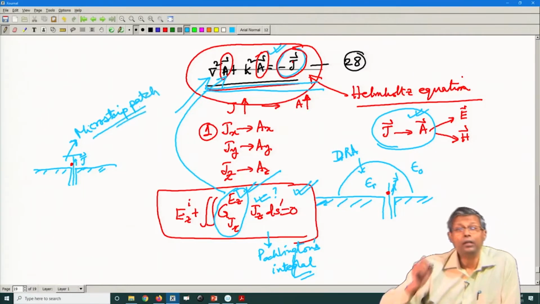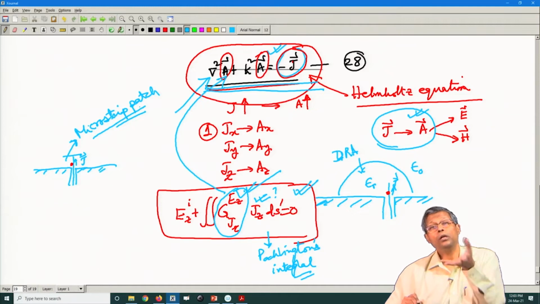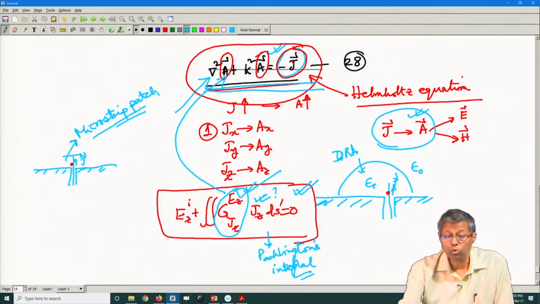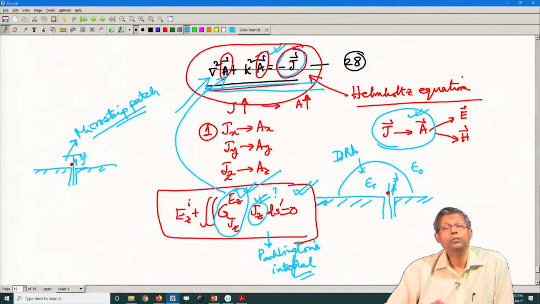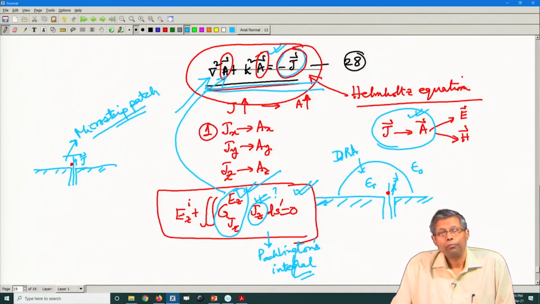We stop at the Green's function, because once the Green's function is found out, the true current here can be easily found out. Therefore, the Helmholtz solution, as I said, the solution of the Helmholtz equation, is of ultimate significance in electromagnetics.